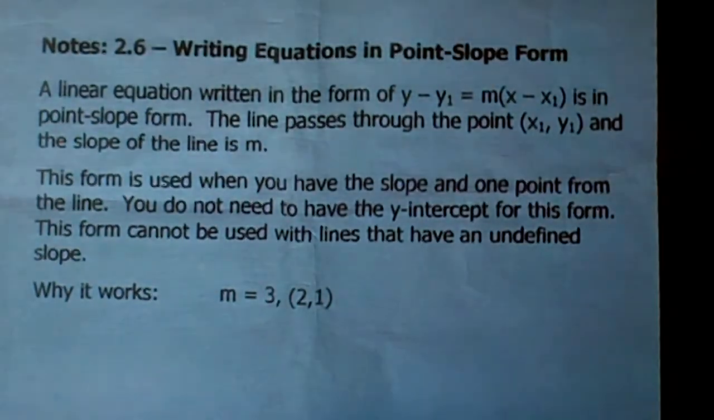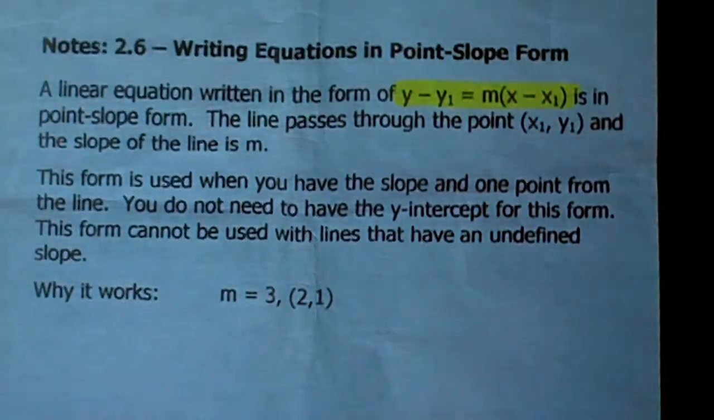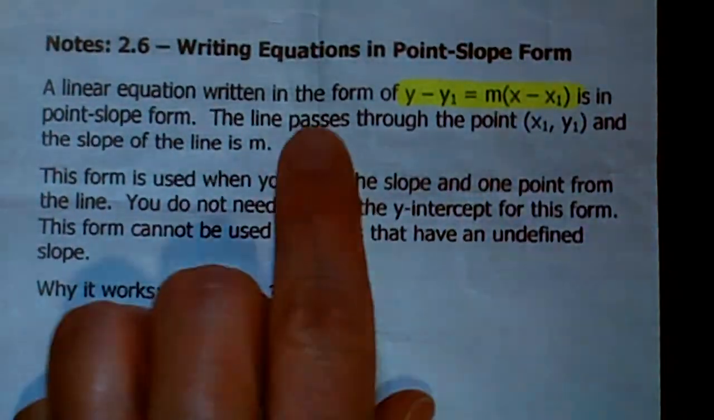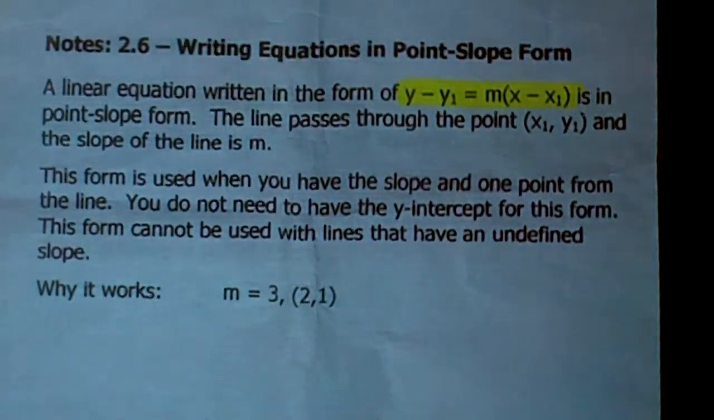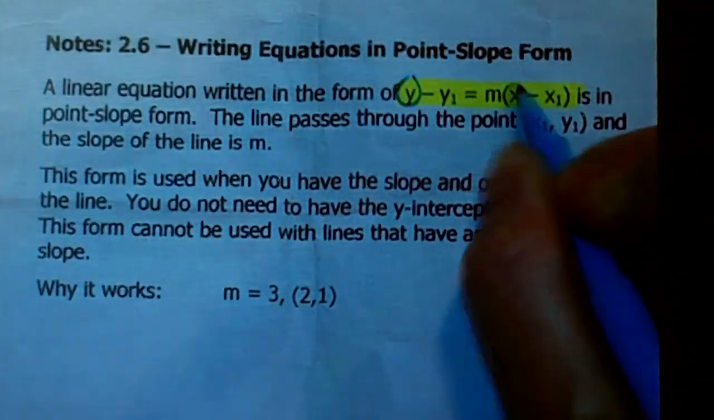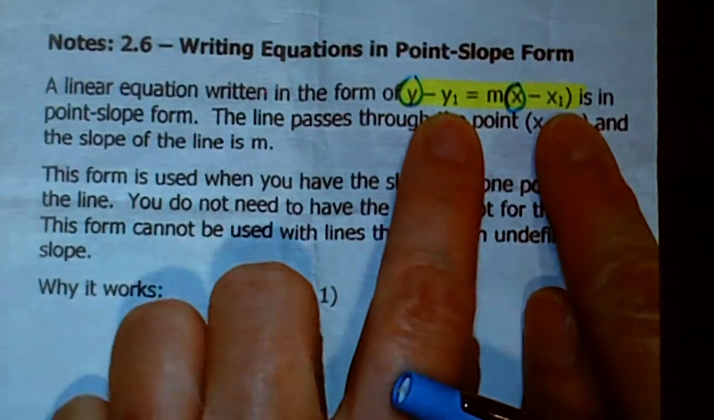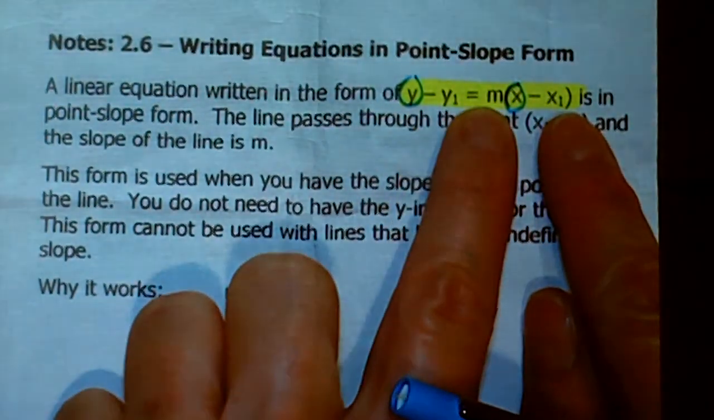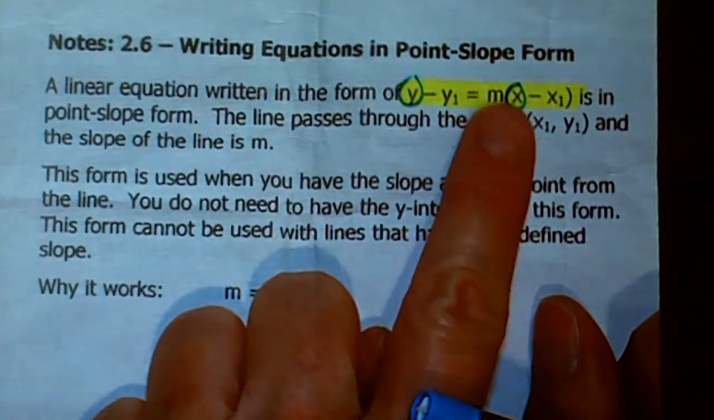So point-slope form means you're given a point and the slope, and you just plug it in. So the equation for this, and this is all still linear, is y minus y1 equals m times the quantity of x minus x1. That's point-slope form. The line passes through the point x1, y1, and the slope of the line is m. So basically, this y and this x are going to stay y and x. Just like in y equals mx plus b, we replace the m and the b. In this equation, you're going to replace x1 and y1 with the ordered pair that you're given, and you're going to replace the slope with the slope that you're given. So it'll be y minus some number equals some number times the quantity of x minus some number.